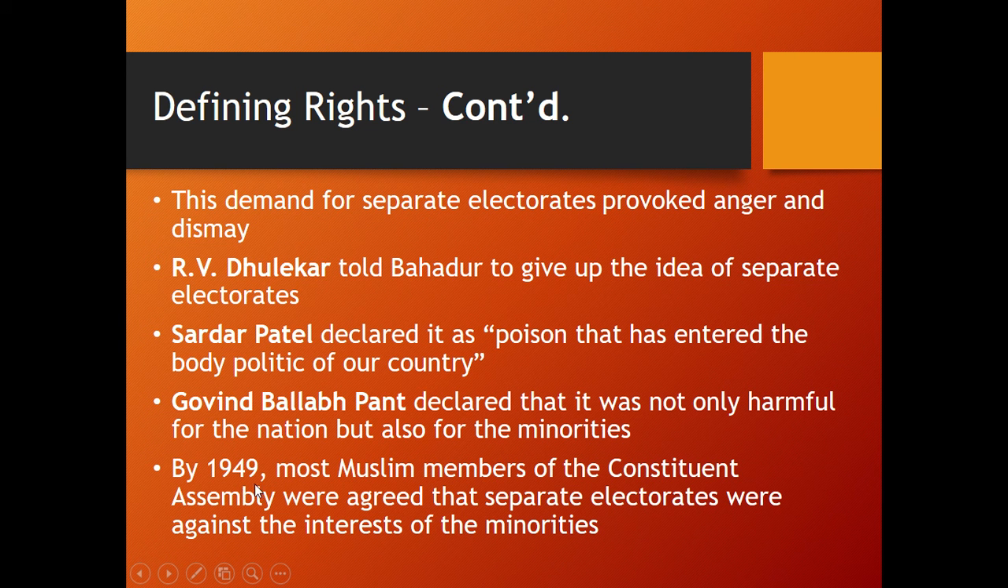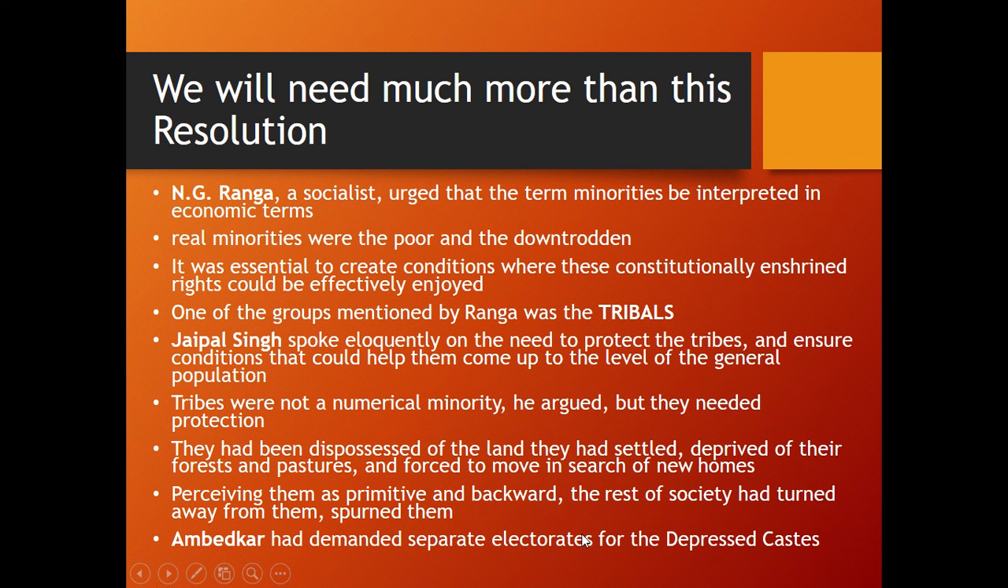By 1949, most Muslim members of the Constituent Assembly agreed that separate electorates were against the interests of the minorities. N.G. Ranga, a socialist, urged that the term minorities be interpreted in economic terms. Real minorities were the poor and the downtrodden. It was essential to create conditions where these constitutionally enshrined rights could be effectively enjoyed. One of the groups mentioned by Ranga was the tribals. Jaipal Singh spoke eloquently on the need to protect the tribes and ensure conditions that could help them come up to the level of the general population.